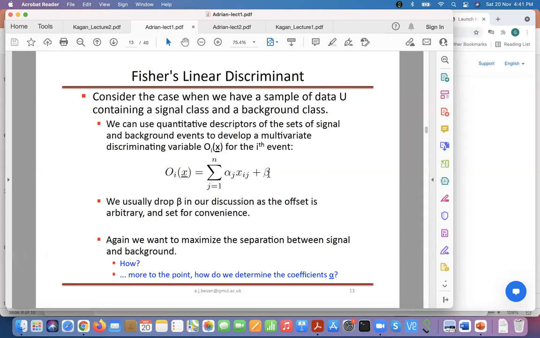And the beta is some kind of, let's say, offset, okay? It doesn't play much role eventually, so we can drop that. So basically, when you combine your n number of feature variables, the other one, i, stands for the data event, the ith event. So when you want to do that, this alpha i is what you want to optimize on.